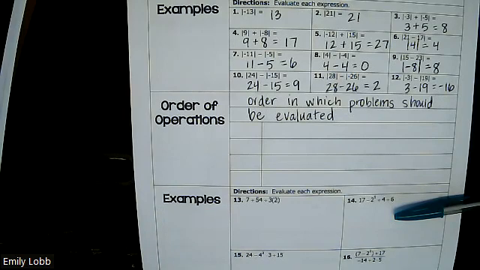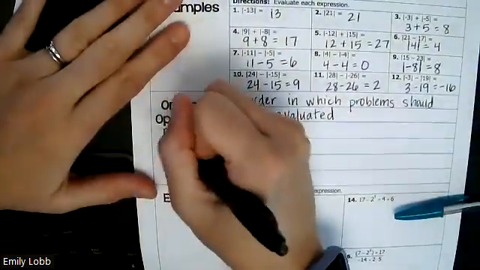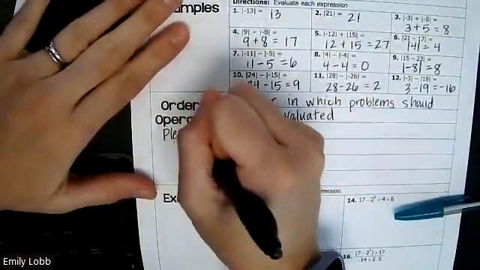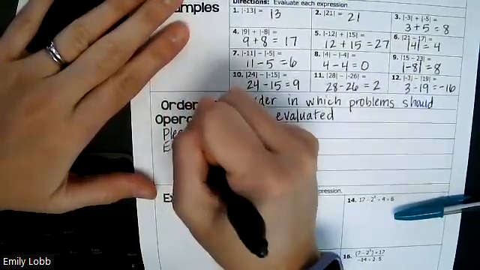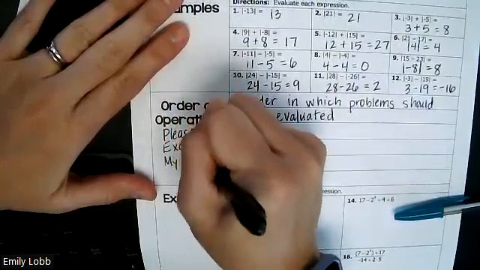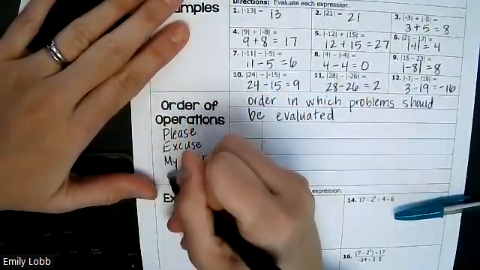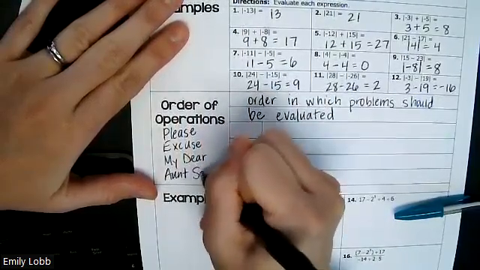All right. A lot of you have heard of the order of operations before now. I think we started in 4th grade. So we have: please, excuse, my dear Aunt Sally.